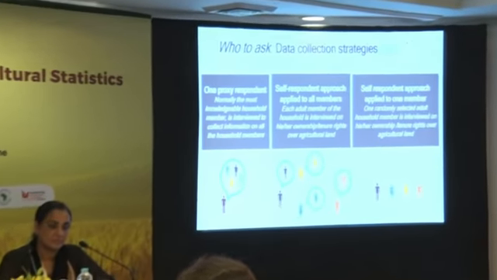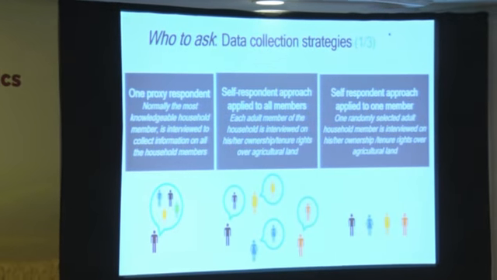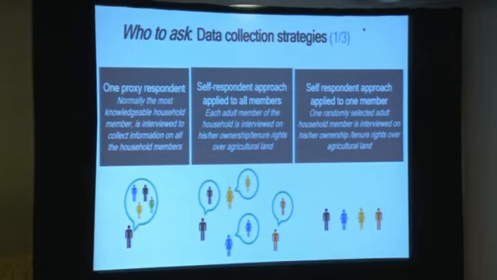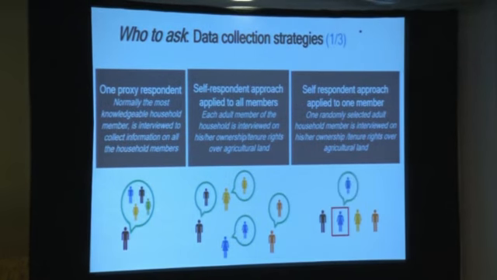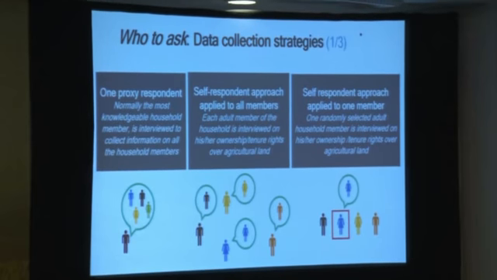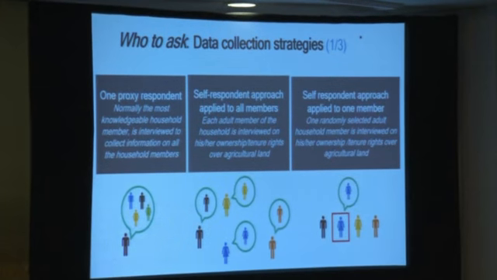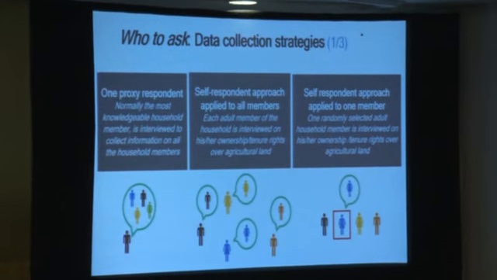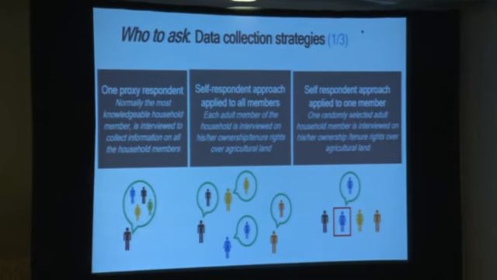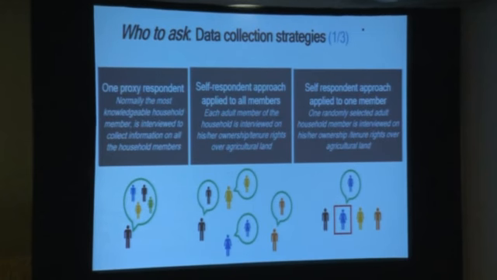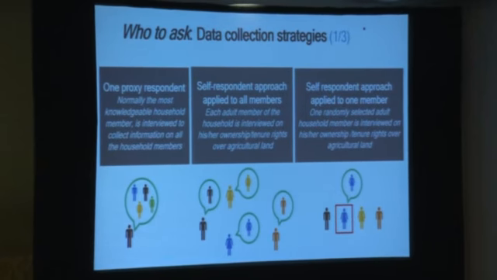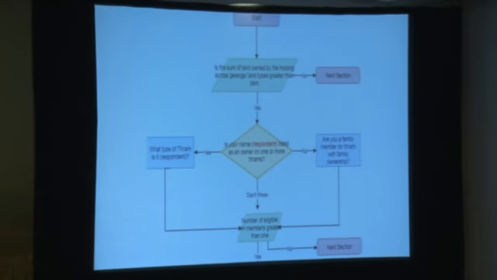The second method is the self-respondent approach, where all members of the family are asked this question. And the third is the self-respondent approach applied to one member, where only one randomly selected member of the family is asked this question. In terms of Bhutan, since the census was already going on, we asked the respondent as well as a randomly selected member of the family. In this way, it covers all three aspects together. So this is how the question was generally asked.